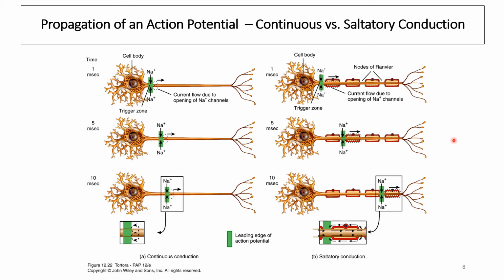On the right side, we see saltatory conduction. Remember, saltatory means frog-like. So in this case, once we get the action potential created, the depolarization occurs from node of Ranvier to node of Ranvier. It leaps from node of Ranvier to node of Ranvier. It's very quick, very fast, and this is what makes, again, myelinated fibers so much faster than unmyelinated, and requires less energy, because the sodium-potassium pumps are only working at the nodes of Ranvier.